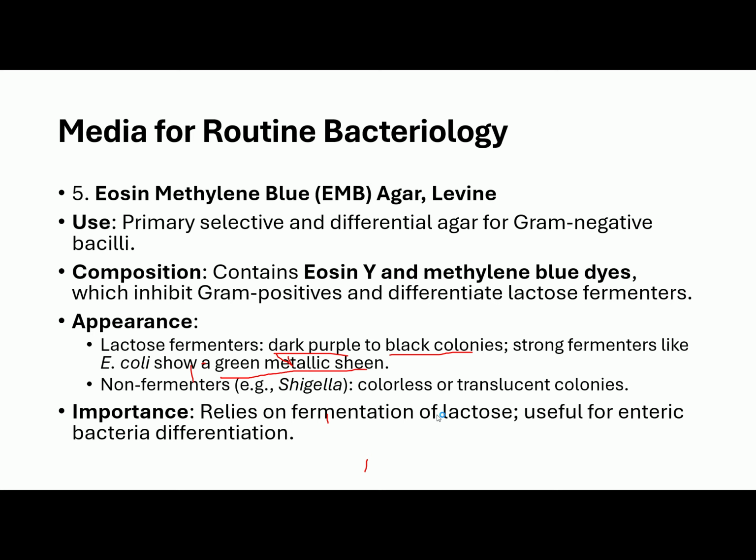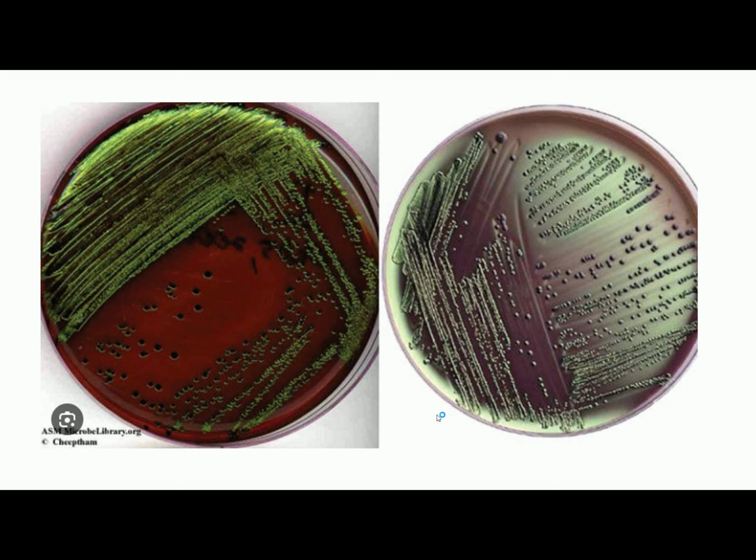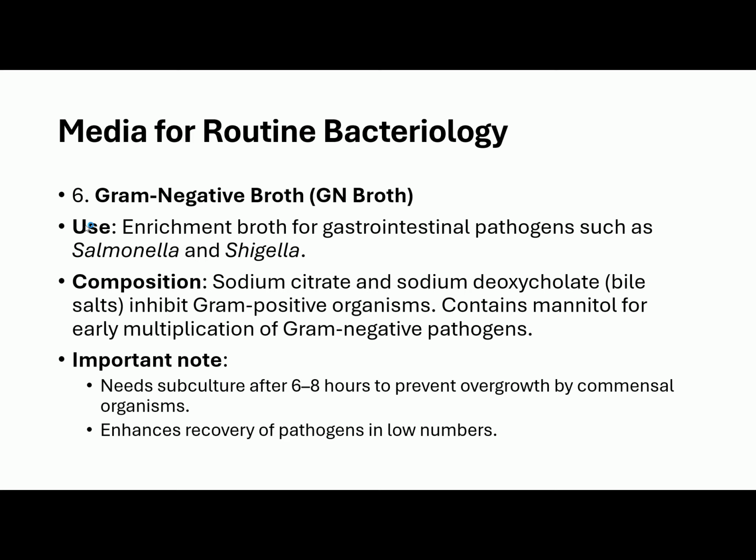Relies on the fermentation of lactose, useful for enteric bacteria differentiation. So this is the appearance of your E. coli. It produces a green metallic sheen on your EMB agar.